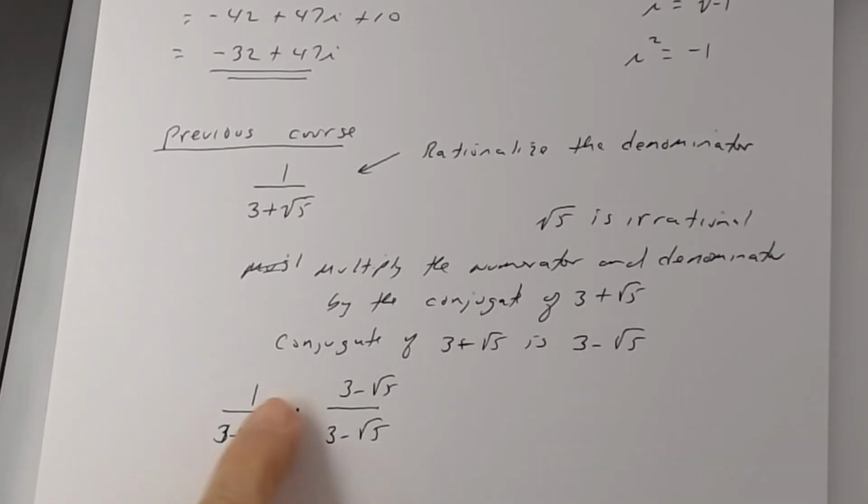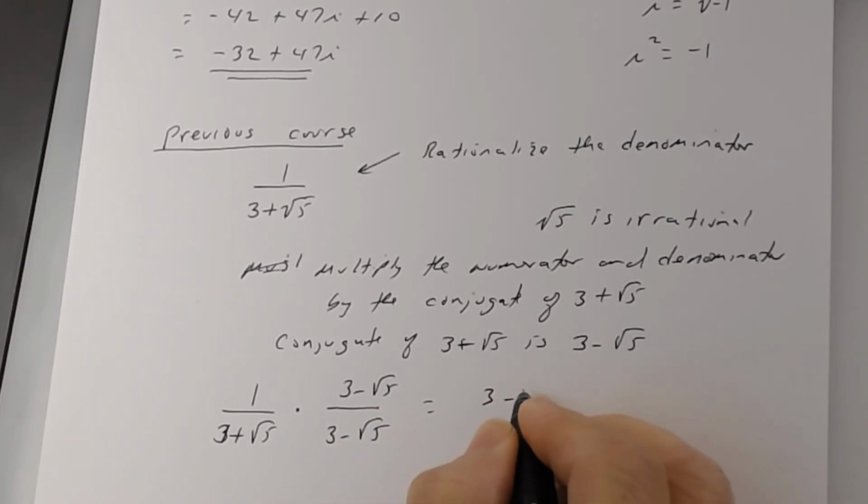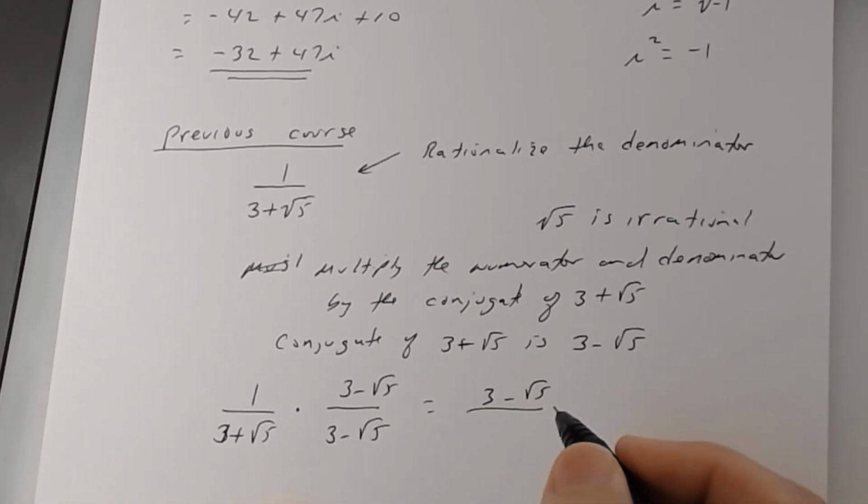Okay, so I'm multiplying these two numerators. 1 times 3 minus the square root of 5 is just 3 minus the square root of 5. Okay, so that one's easy. All right, let's look at the denominator.